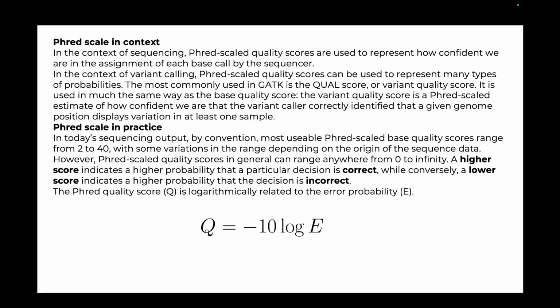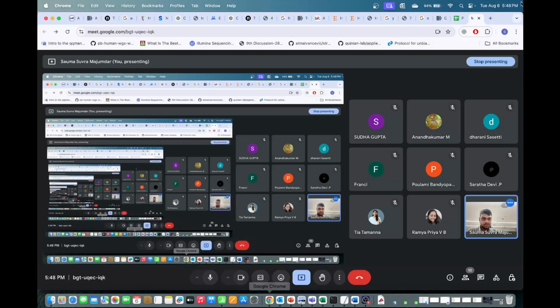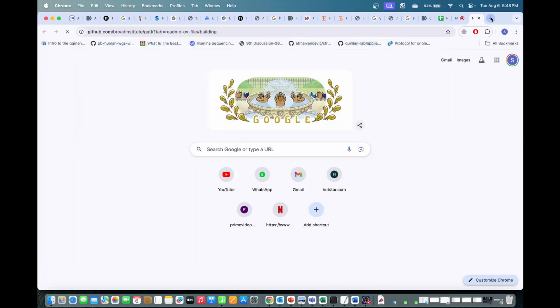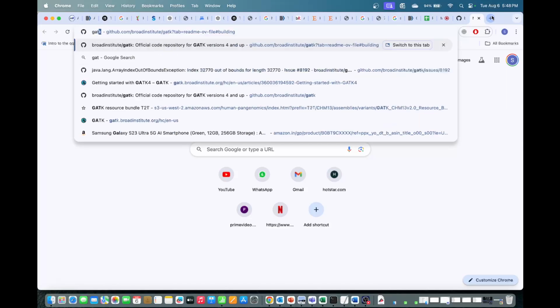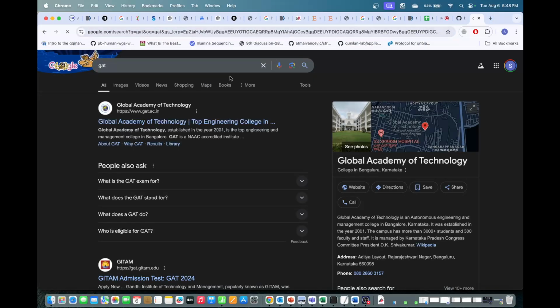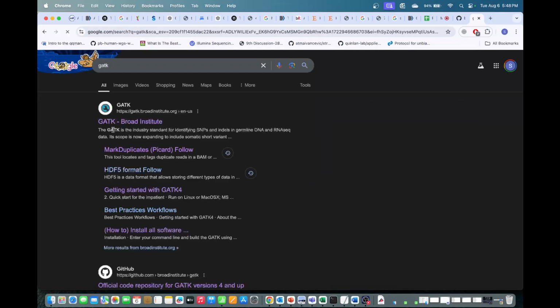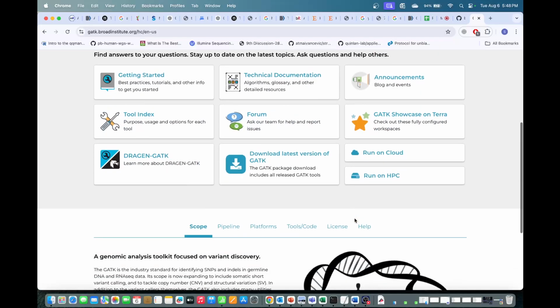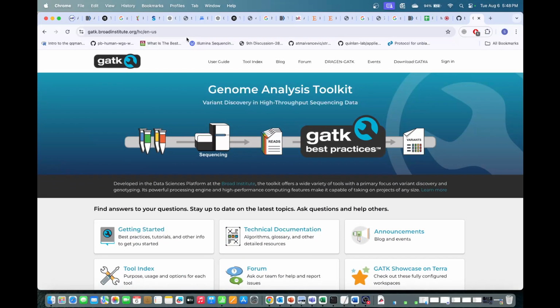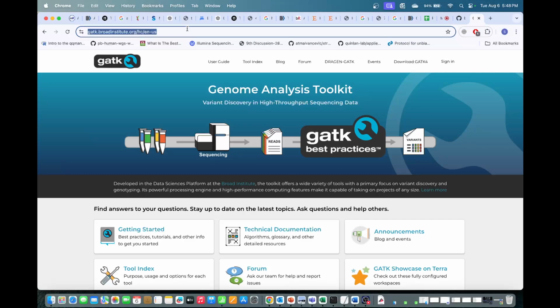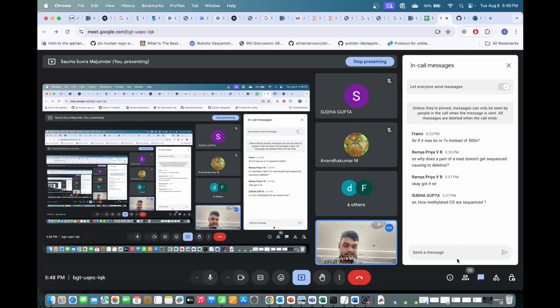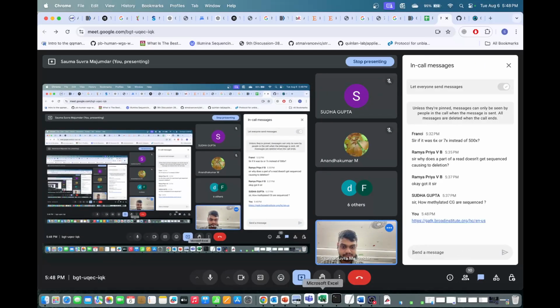GATK is a very commonly used software. If you just look it up, you can see it. We'll just show you here. Sorry, this is the GitHub page. This is the whole toolkit that has been developed by the Broad Institute for all kinds of genome analysis that you can think of. This is known as GATK, the Genome Analysis Toolkit. I'll leave the link here if anybody is interested.